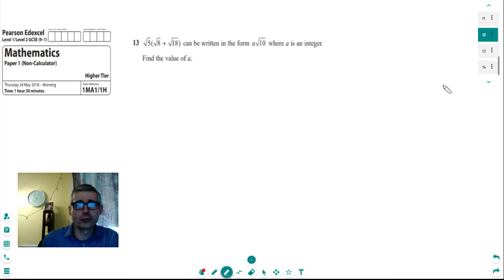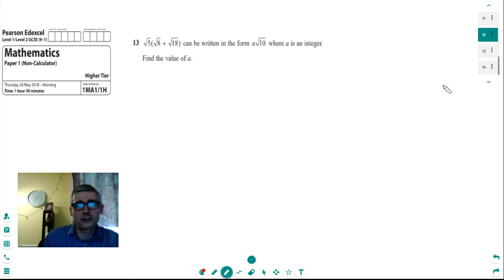I'm still going through the 2018 higher tier paper 1 from Edexcel, and we're on question 13. This is where the question paper starts to get a little bit more difficult because the first half of the paper is actually a crossover with the foundation tier. So now we're at the end of that, and we're pretty much exclusively going to be doing stuff that's only on the higher tier paper.